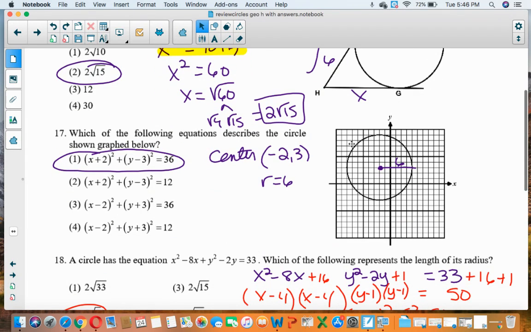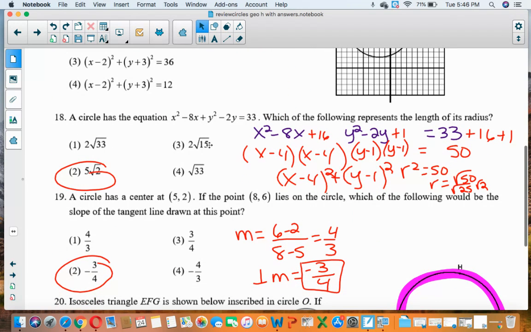Equations of circles. This circle's already graphed for us, so we need two things to write the equation of the circle, the center and the radius. The center is -2, 3, and the radius, I just count the length of this line. That radius is 6, and then I write my equation. So basically, I can get rid of choice 2 and choice 4 because they have the wrong radius right there. And remember that when I'm writing the equation, the numbers next to the x and the y have to have the opposite signs. So that's why it is x plus 2 squared plus y minus 3 squared equals 36.